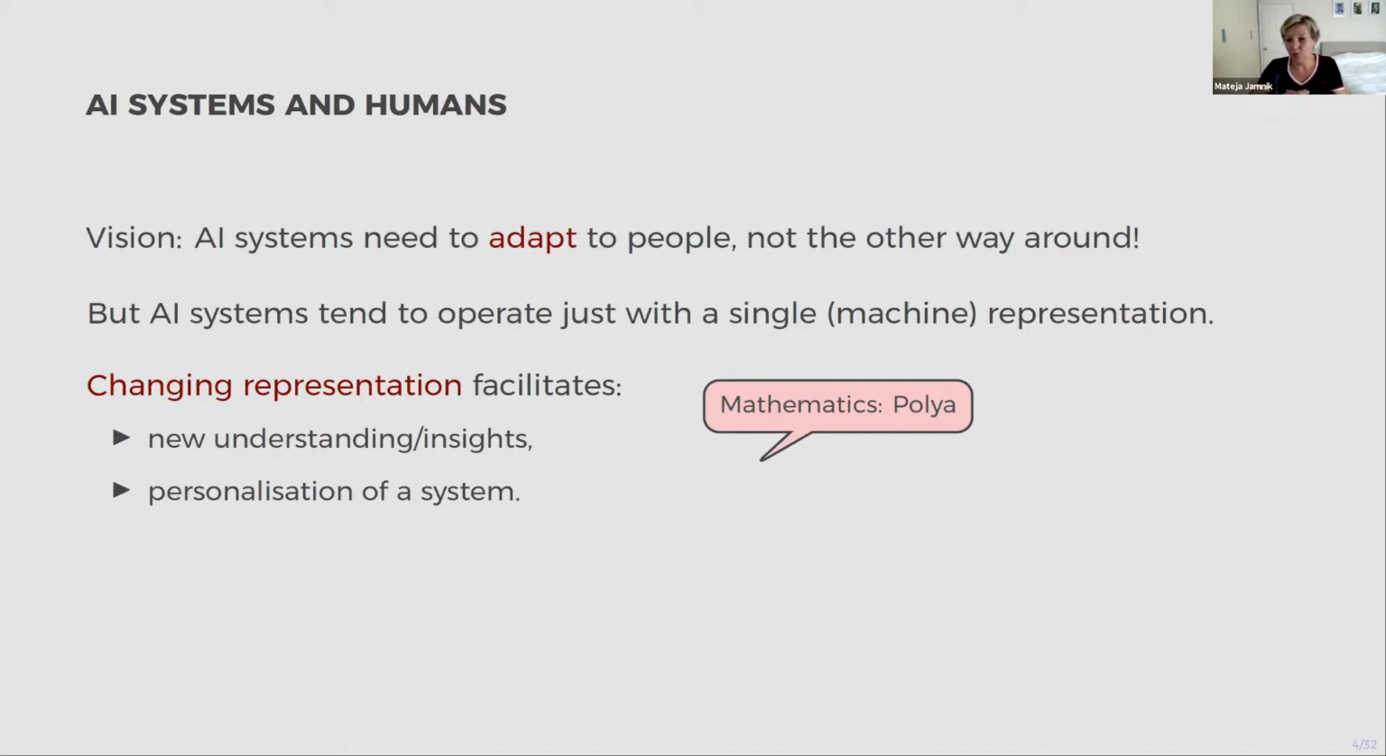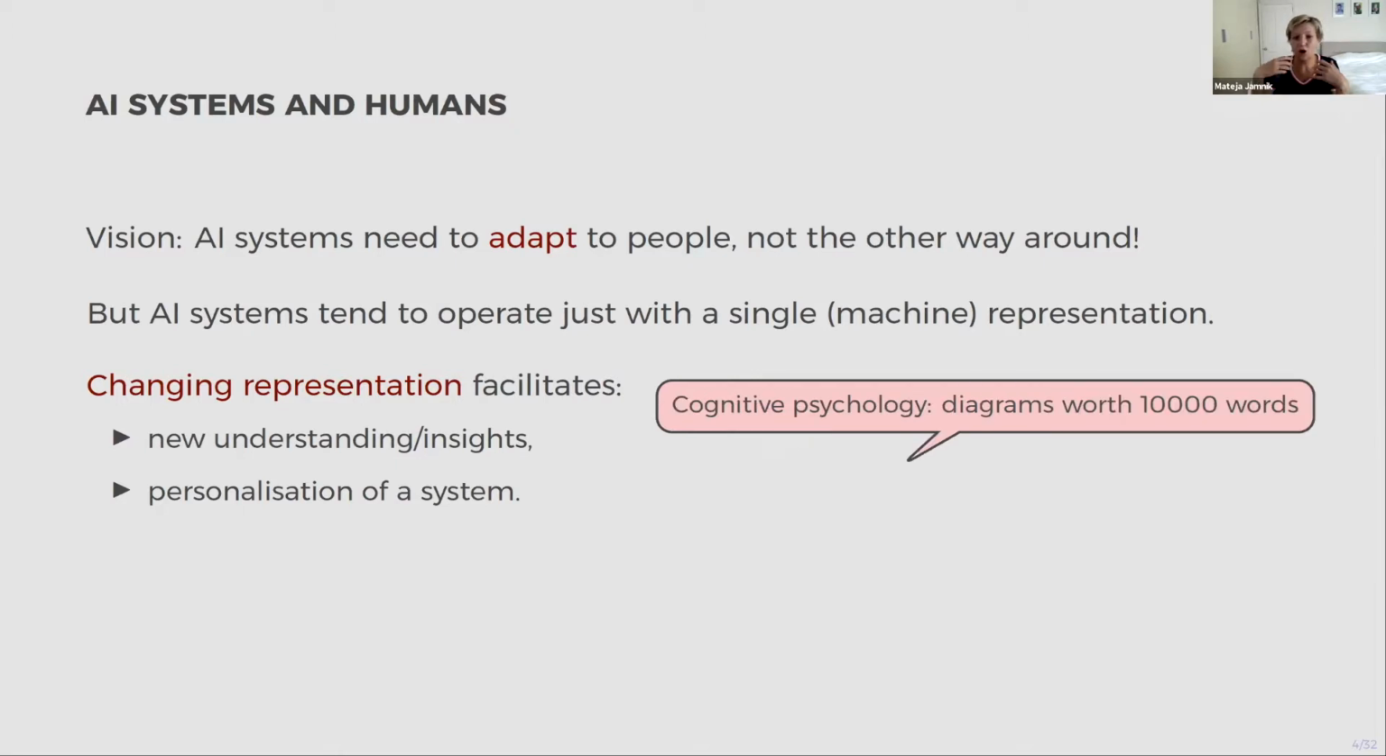In terms of the literature, you probably have heard of a famous mathematician, Polya, and he basically said, if you find the right representation for your problem, then solving your problem becomes trivial. In cognitive psychology, people have claimed that finding the right representation, such as diagrams, is worth 10,000 words. In cognitive science, experiments have been carried out which show that changing representation dramatically improved the performance of the people who were using that representation and solving a task.